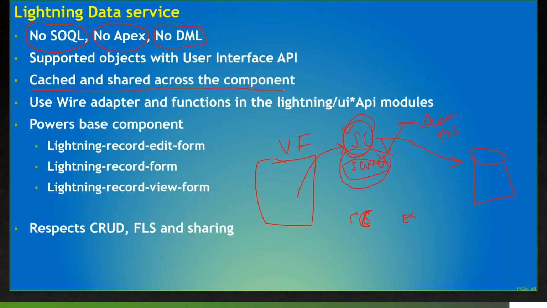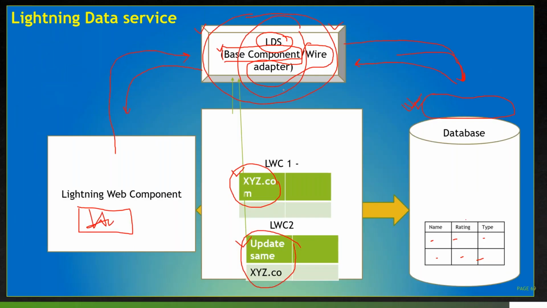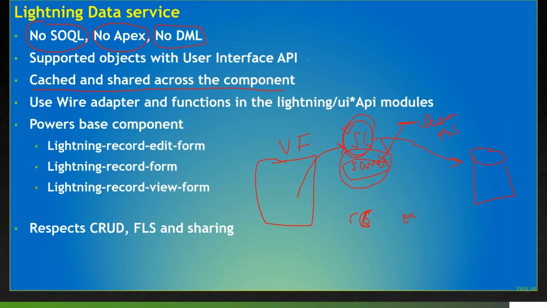So when I'm using LDS, as I said, I'll have two options: a base component, or a wire adapter. Either you can use wire adapters and functions in the Lightning UI API module, or you can use base components like Lightning record edit form, Lightning record form, or Lightning record view form. These are the few base components given. I will cover each one in detail to show you.